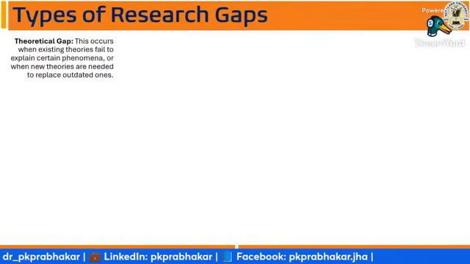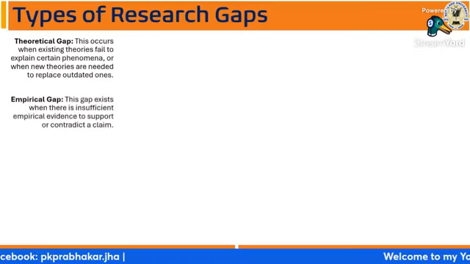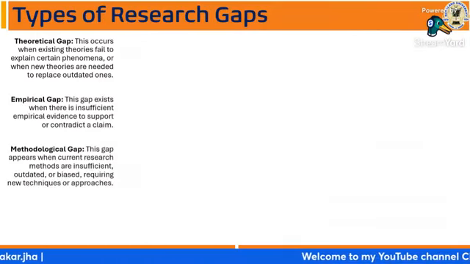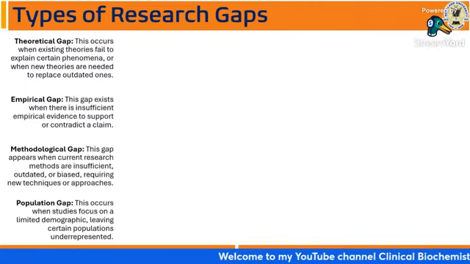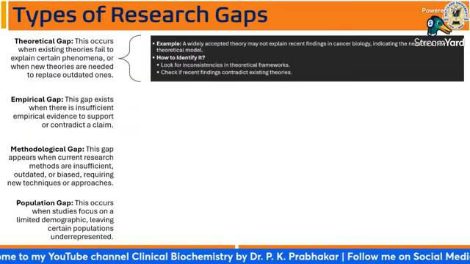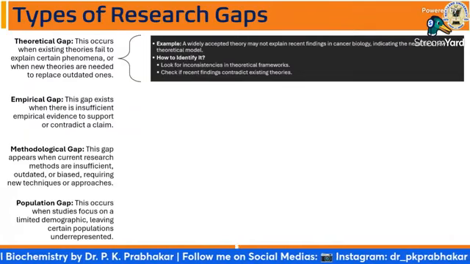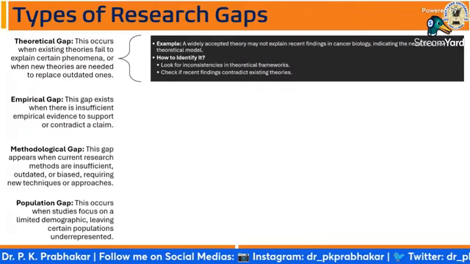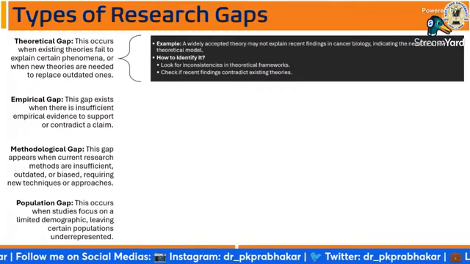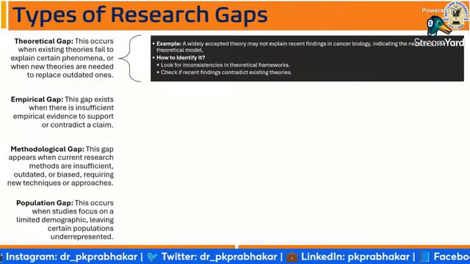There are different types of research gaps you can have. A research gap can be theoretical, empirical, methodological, or population based. When we are talking about theoretical gaps, normally this occurs when the existing theories fail to explain certain phenomena or when new theories are needed to replace the outdated ones. So there is a gap between the theories. This is one example and how to identify it.